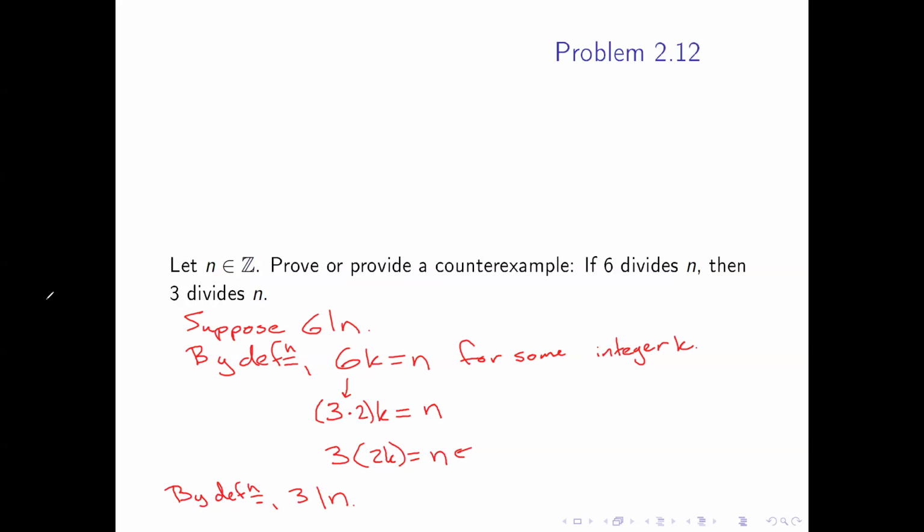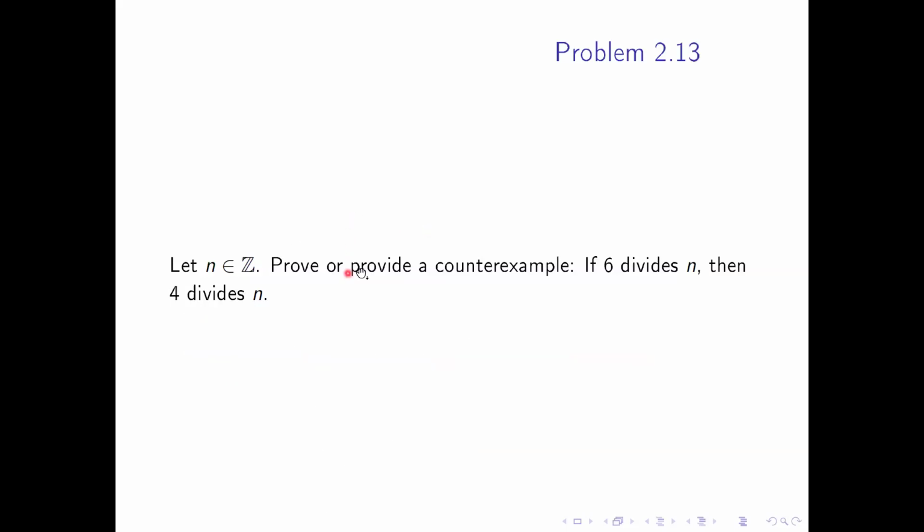Let's do another one. So here is very similar, except if 6 divides n, then 4 divides n. Is that true or false? I want you to think about that for a second.